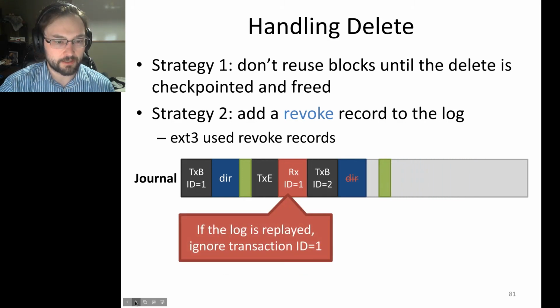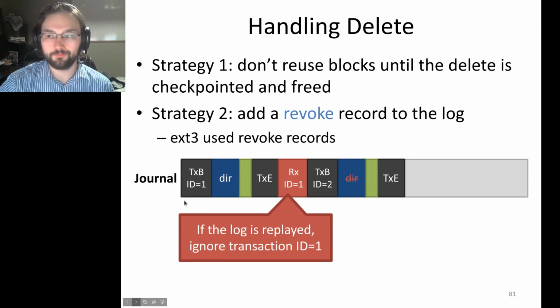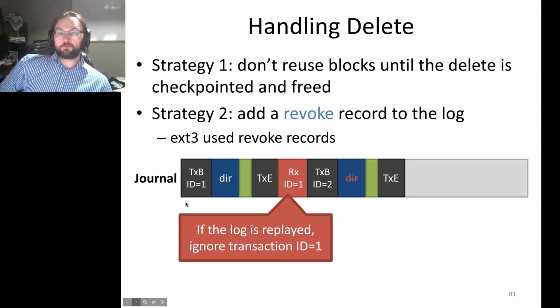So the idea here is that when we create a directory and then delete it, before we put the delete record in the log, we're going to put a revoke record in the log. And this is saying that when we replay this, we're going to not replay transaction ID 1. This is kind of tricky because when we're replaying the log, the revoke record comes after. So in order to replay a log now, we have to scan it twice. So this has doubled the cost of log replay on every reboot, which is a cost. But reboot doesn't happen that frequently, log replay wasn't that slow, so it's a cost that we're not too worried about.